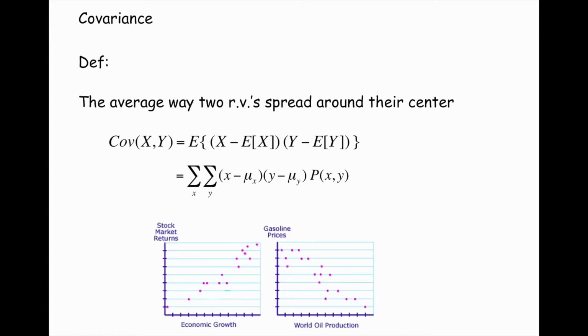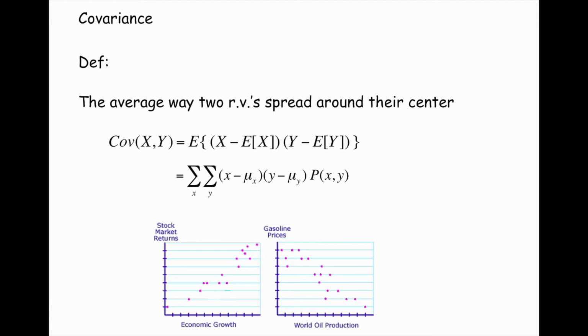So enter this new measurement called covariance. Covariance takes the spread between each measurement and its center, and it multiplies them together. Now, for covariance, in this case, we're looking just at the two-variable covariance. There is covariance for entire random vectors for more than two, but we're not going to talk about that today.